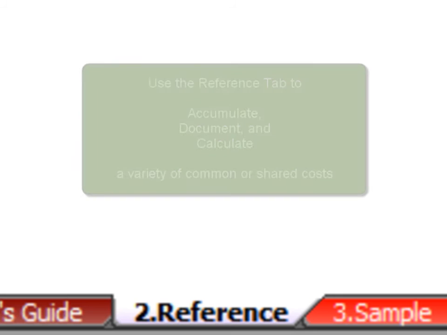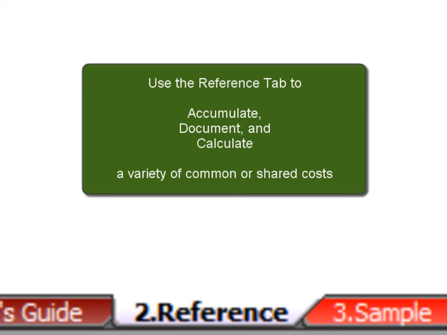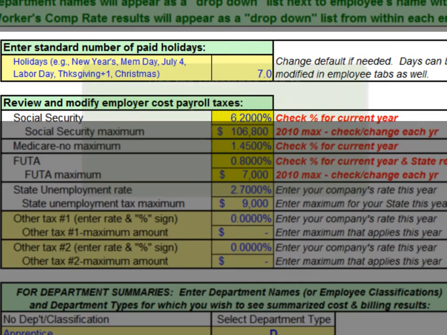This is the Reference tab. It's the cornerstone for what you're about to create with the eCPA. You'll use the Reference tab to accumulate, document, and calculate a variety of costs that are shared by employees within your company. You can then draw on these results as you enter information into individual employee worksheets.